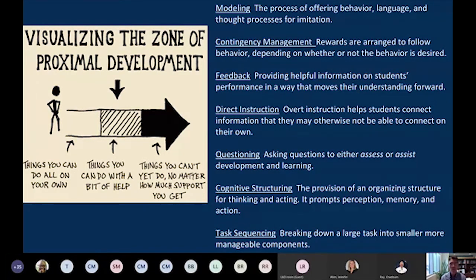But what this particular model talks about is trying to match what the learner needs with some of your interventions. So somebody who's approaching something that they are very unfamiliar with, that they just couldn't do it at all if you weren't there, they might need some more modeling or some direct instruction.